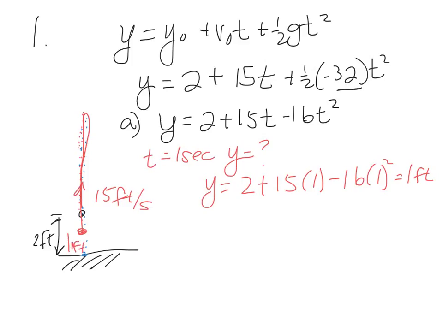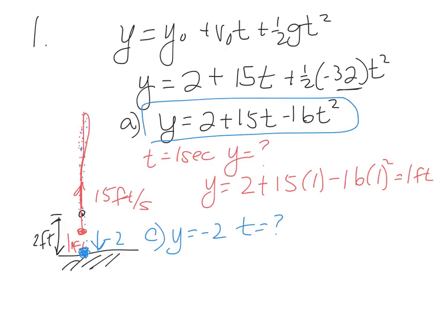Okay, and then the last question says, how long is it in the air? Right, so part C says, when the ball goes up and comes back down, well, y is equal to -2. What is the time when y is equal to -2? Because when the ball hits the ground, it's gone 2 feet below where it started, so y is -2. So we're going to plug into our equation. We're still going to use the equation from part A, but we're going to put in y equals -2. So -2 equals 2 plus 15t minus 16t squared.